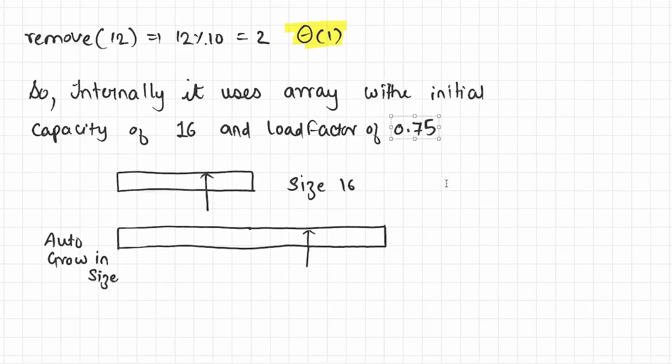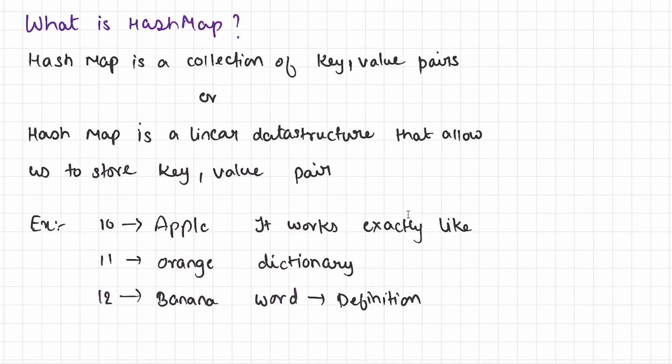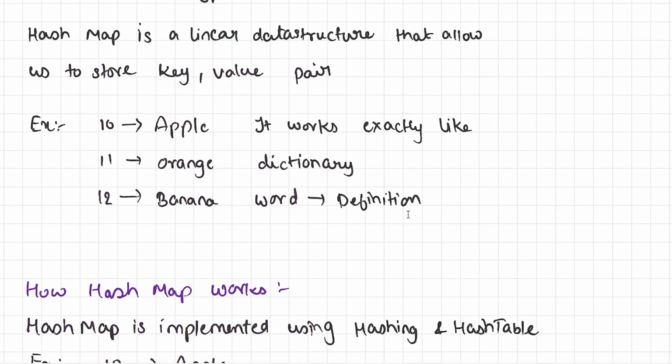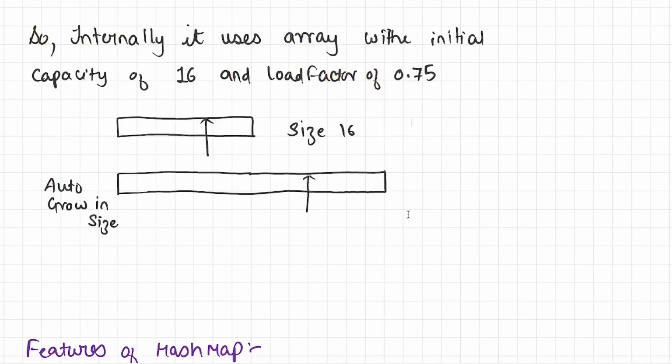So this is where load factor comes into the picture. Here the value of load factor is 0.75. This means once 75% of the HashMap or array is full, it's going to resize itself internally. So this property of HashMap makes it growable in size. We do not have to worry about the size of the HashMap. We can insert as many key value pairs as we want. So now I hope that you have a good understanding of HashMap and how HashMap actually works.